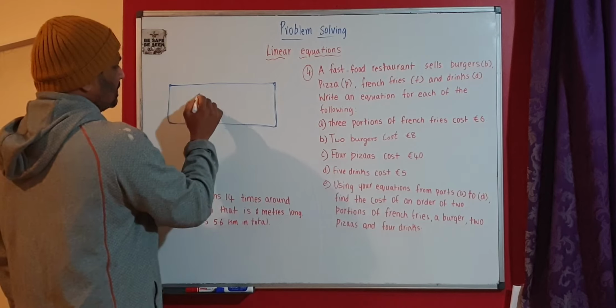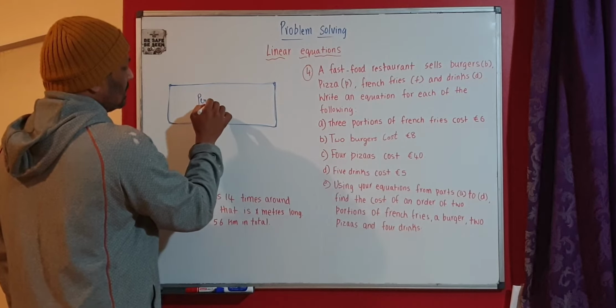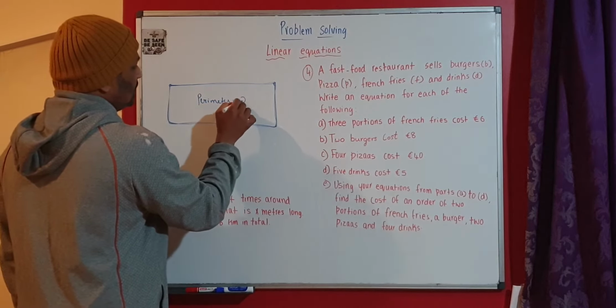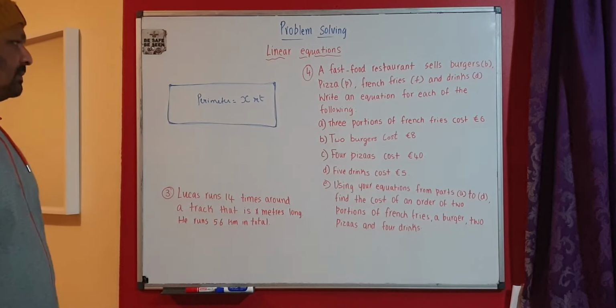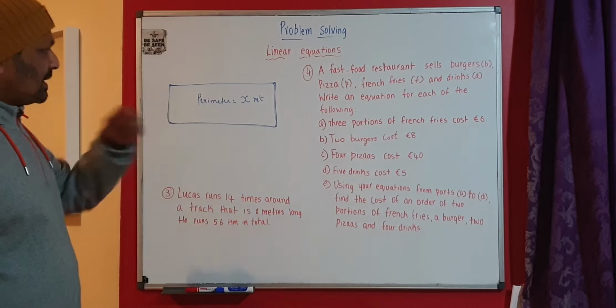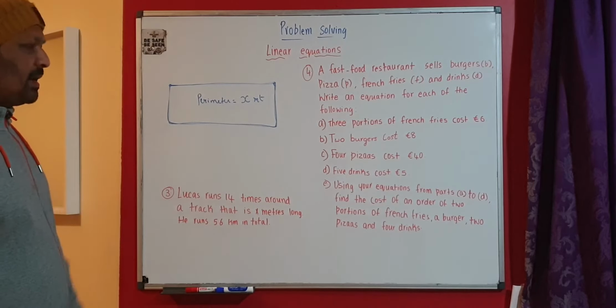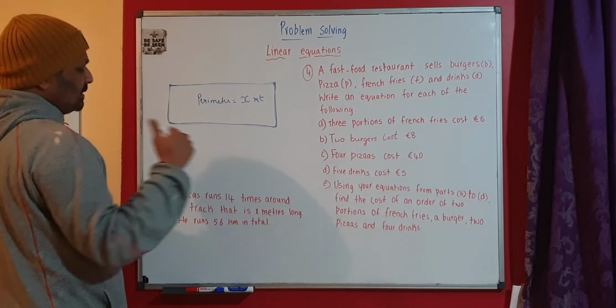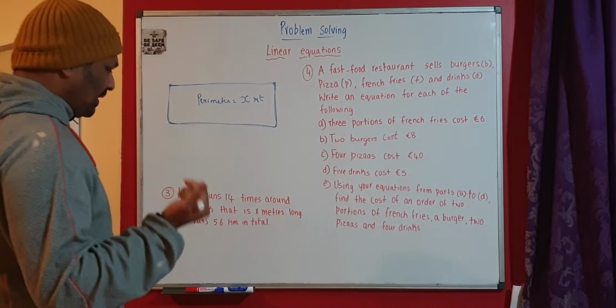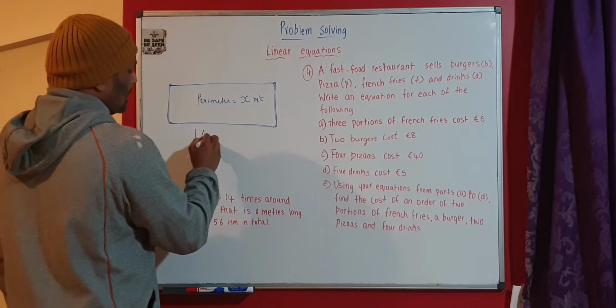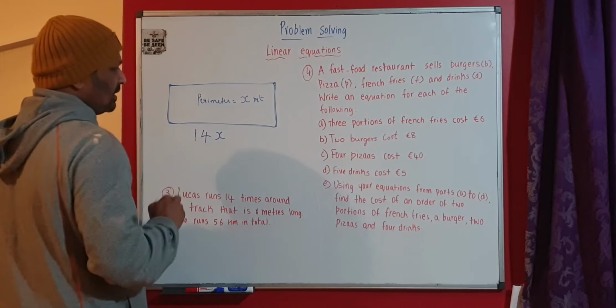The perimeter is equal to x meters. The perimeter of the track is x meters. How many times did he run around the perimeter? He ran it 14 times. That means what is the distance he traveled? 14x. Isn't it?